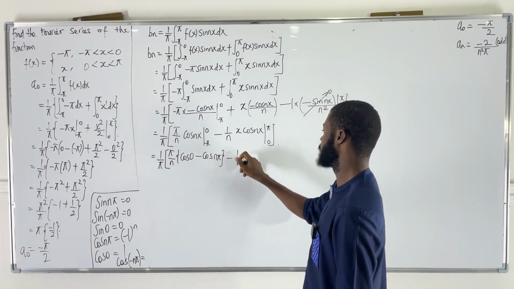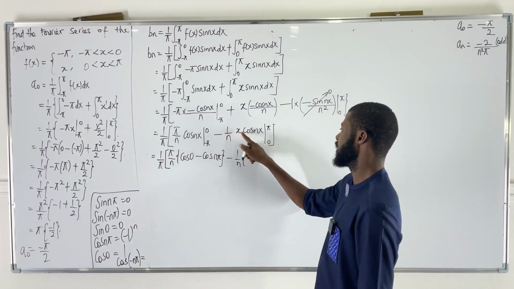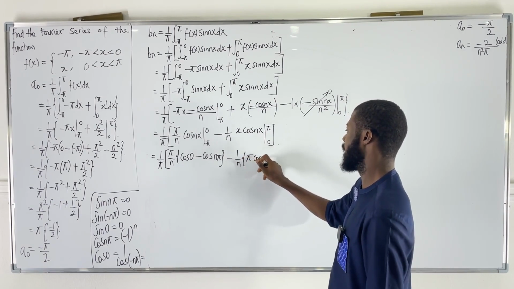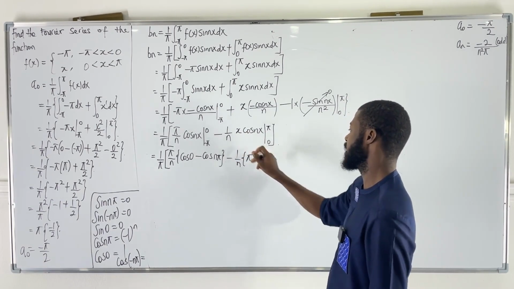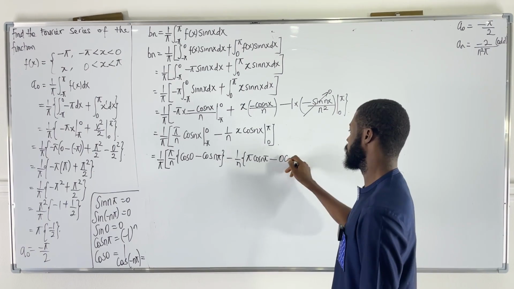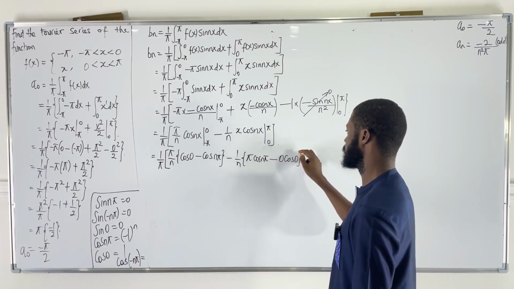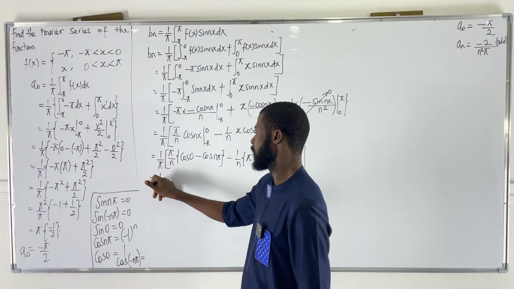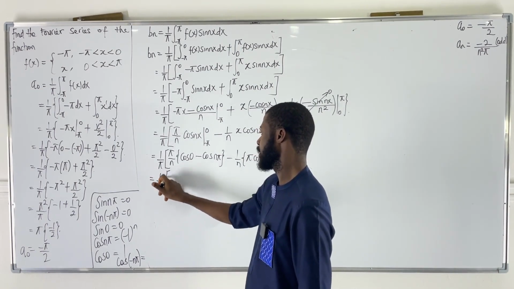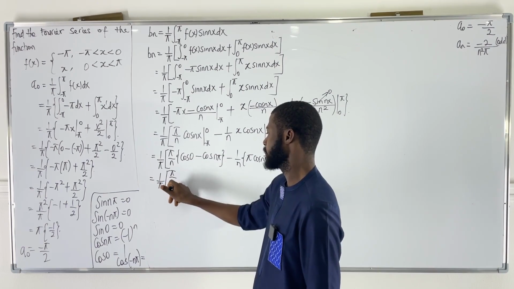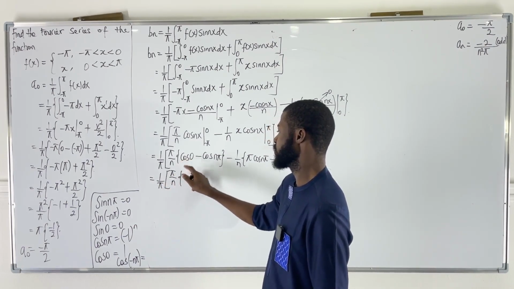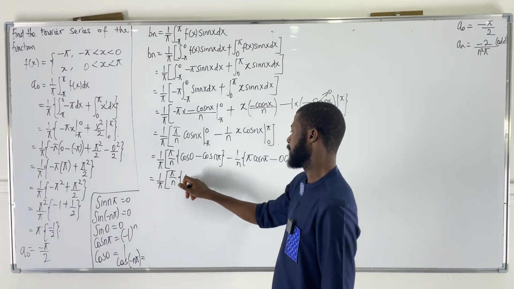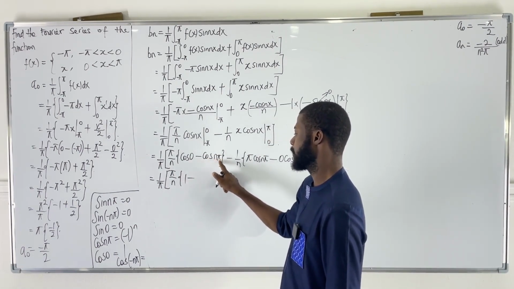Now for this one, anywhere you see x, you're going to put pi. So this will be pi cos n pi minus, this is x, so this will be 0 cos 0. All right, so that's what we have. Now this will be 1 over pi into pi over n. Now cos 0 is 1. And then minus this cos n pi.